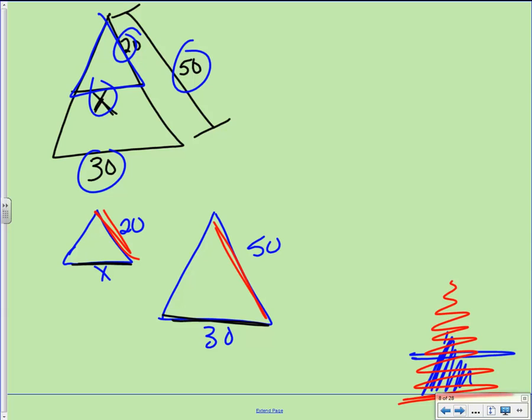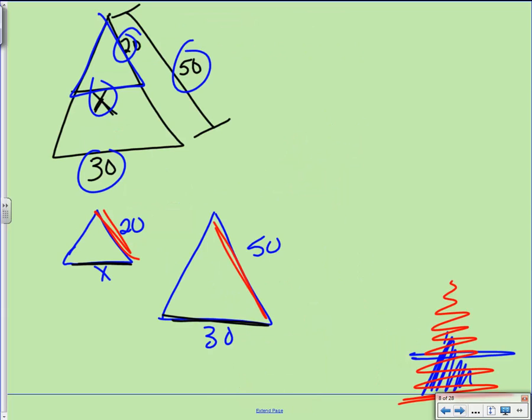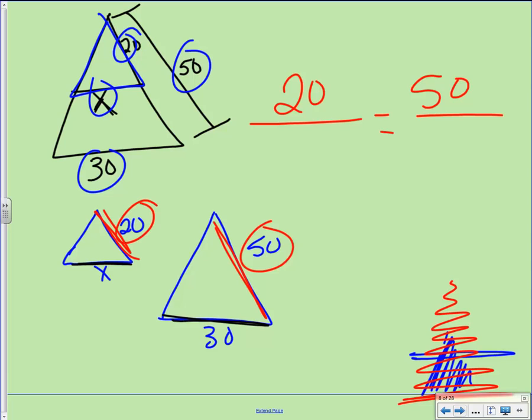So I changed them colors because I want you to see when we set up these proportions, you want to make sure that the reds are both on top and the blacks are both on bottom, or both of the blacks are on top and both of the reds are on the bottom. They have to be the same units, just like we did in this one. We wanted both of the cups of sugar on top and both of the number of biscuits on bottom. We had to keep them the same, matching. Same thing here. So on top, I'm going to do the red side, which is 20 and 50. Everybody see where I got these from? Here and here. And on the bottom, I want you to see that that's where my X is for the little triangle and 30 for the big triangle.